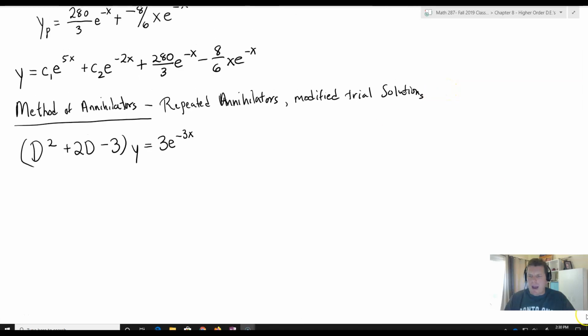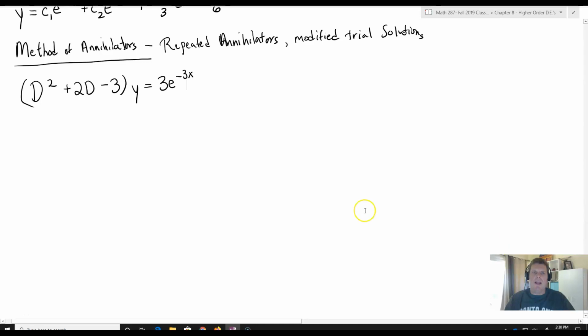So let's take a look at the method of annihilators, and this time we're going to look at it for repeated annihilators or modified trial solutions. Sometimes our complementary part and our non-homogeneous part are going to contain similar differential operators, and we're going to have to account for that inside of our trial solution so that we don't end up with linearly dependent solutions, right? We want to create linearly independent solutions, and so we're going to have to modify our trial solutions in order to deal with that, okay?